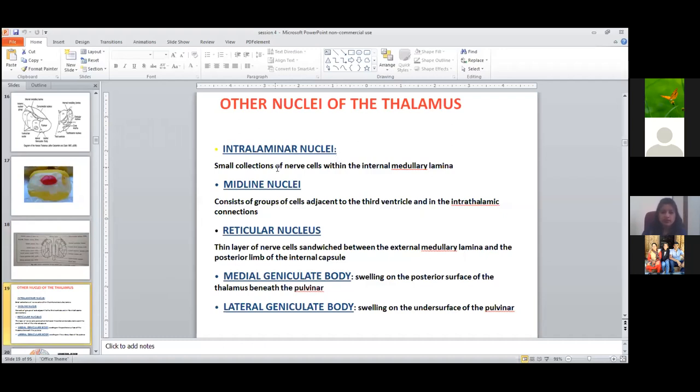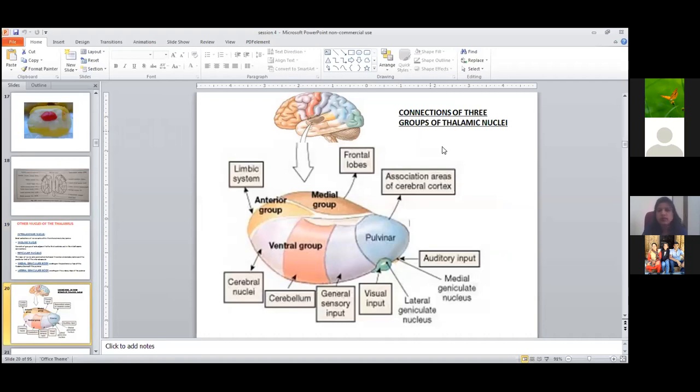So we have the midline nuclei, reticular nucleus, then medial geniculate body, as I told you. Medial geniculate body is related to the auditory area, then lateral geniculate body is related to the visual system. So again, this is a colored image showing different nuclei and their functions. The anterior group is connected with the limbic system, the medial group is connected to the frontal lobe of the cerebrum, then the ventral group is connected to the cerebral nuclei as well as the cerebellum.